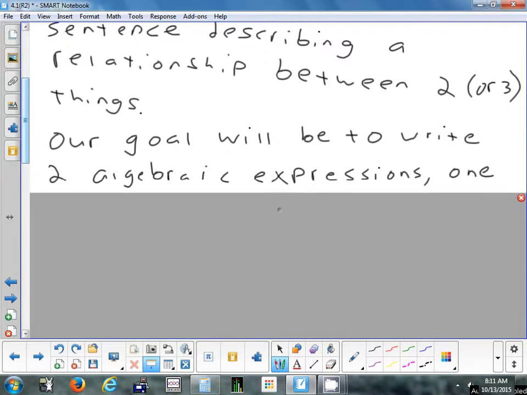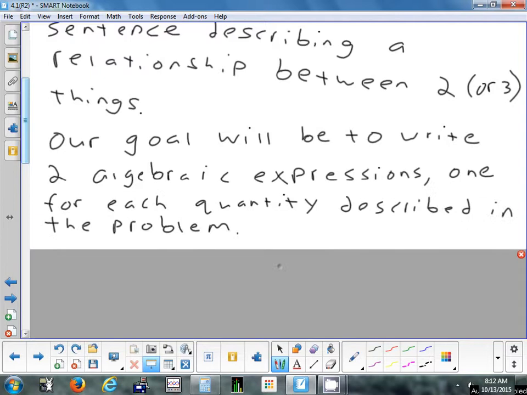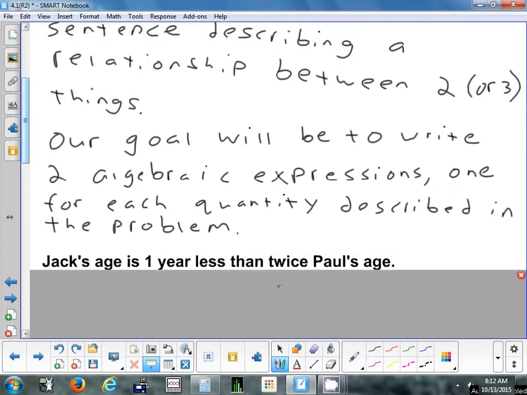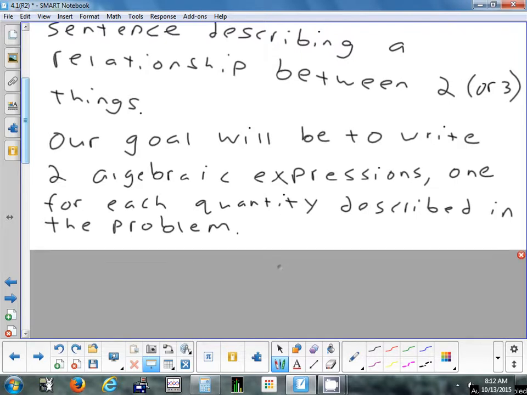Our goal is going to be to write two algebraic expressions. So this is an algebraic expression, x minus 1. We had one we just did in the notes. What was it? 2x minus 7. Those were algebraic expressions you guys were just writing. So we're going to be writing two, generally one for each thing that's described in the problem. If there are three things described, we will need to write three. So on your notes, you have goal with a line with a blank. You're going to write two algebraic expressions, one for each quantity described in the problem.